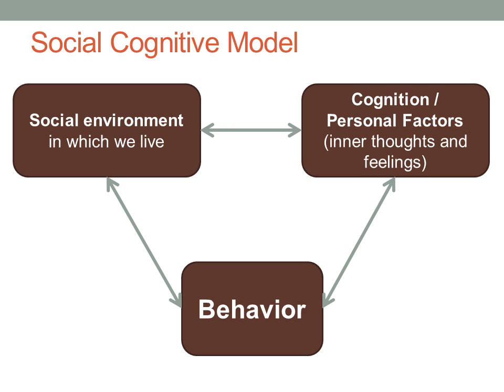The social cognitive model proposes that 3 factors interact in a reciprocal fashion to promote and motivate change: social environment, our inner thoughts and feelings, and our behaviors. Essentially, it says that we change our behavior in part by observing models in our environment.